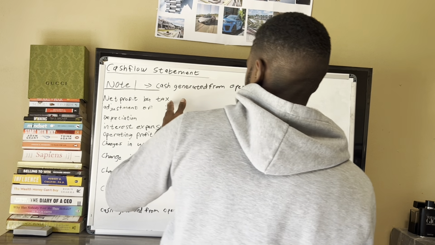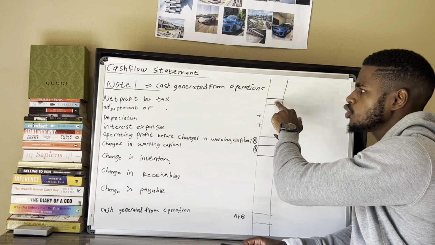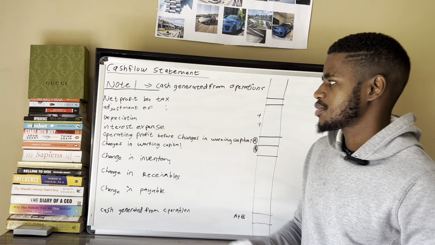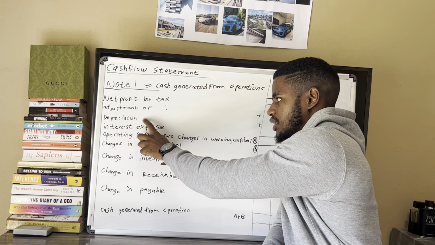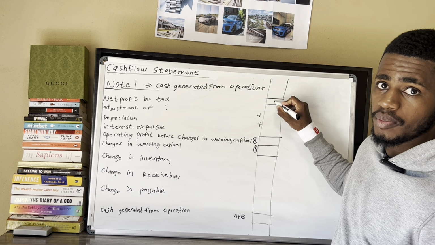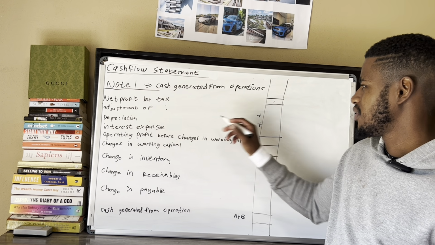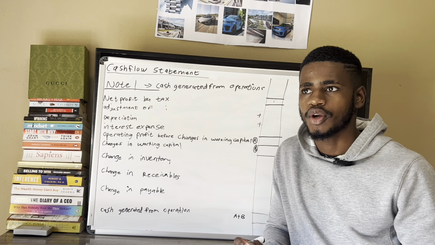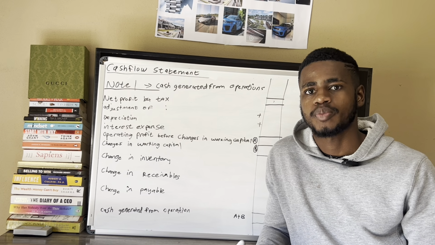After getting the net profit before tax, which you will be given in most cases, you insert your net profit before tax. Then you have adjustments in respect of two things. You have your depreciation and your interest expense. Remember, you now have your net profit before tax. After having it, you'll be given a depreciation, and you add back the depreciation because depreciation is not a cash expense.